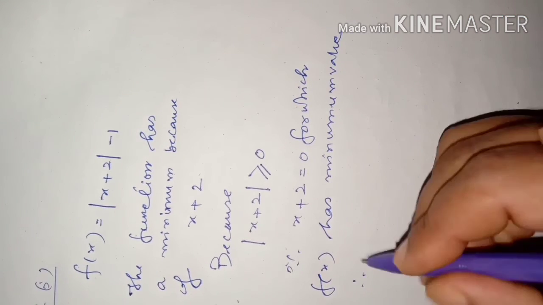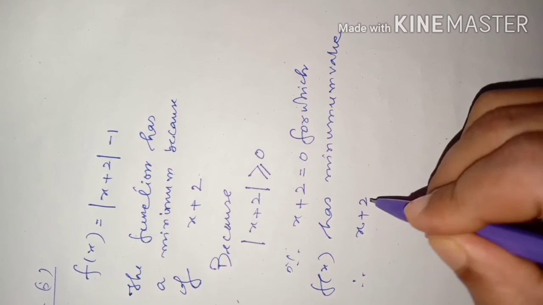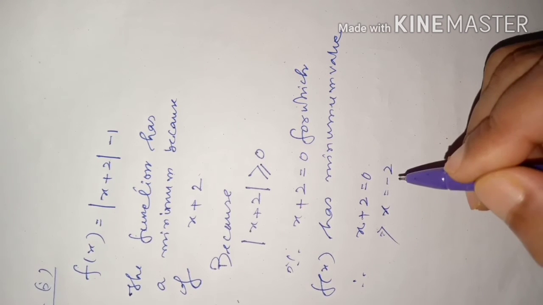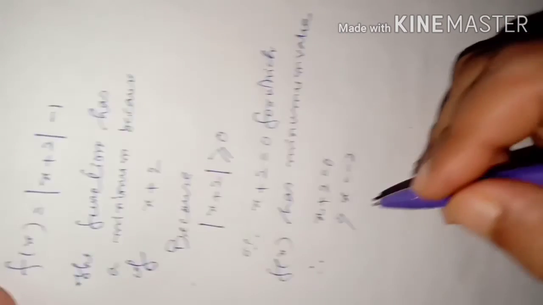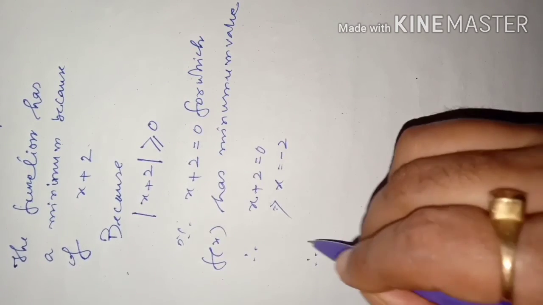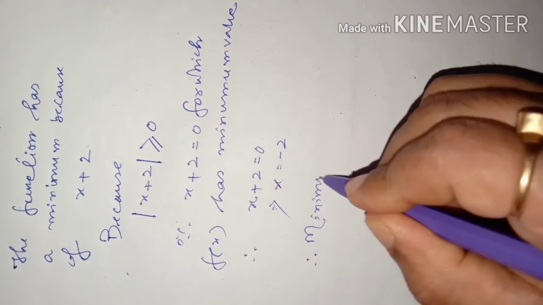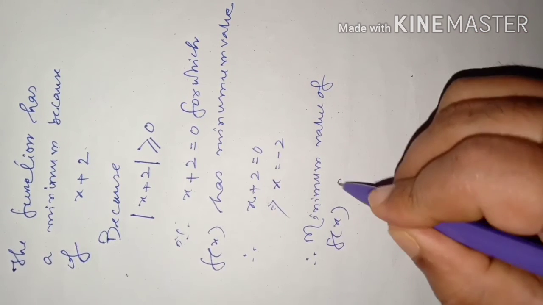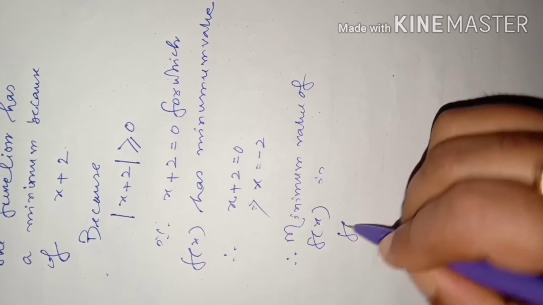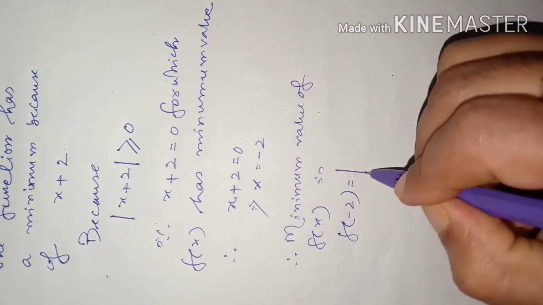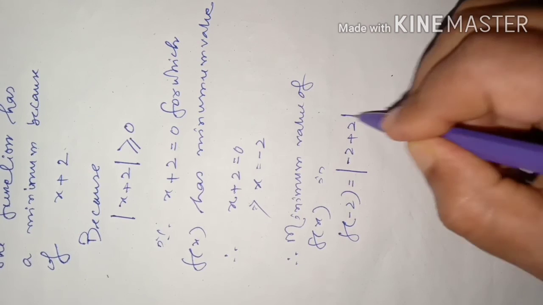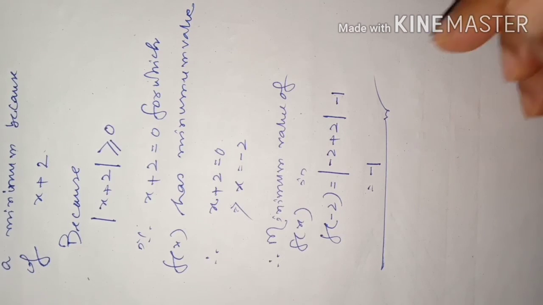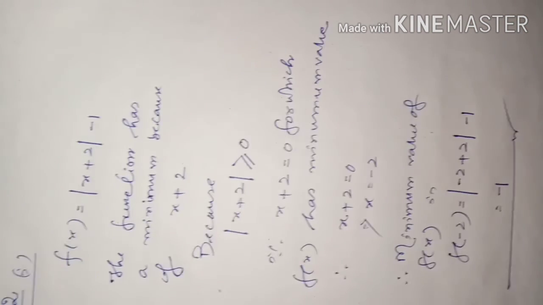Therefore, x plus 2 is equal to 0, and from here what we get? x equal to minus 2. Got the idea? So x is equal to minus 2. Therefore, what you can say? Minimum value of f of x is f of minus 2. That is equal to minus 2 plus 2 minus 1. That is equal to minus 1. So this is the minimum value. Okay, dear students? This is the whole answer.